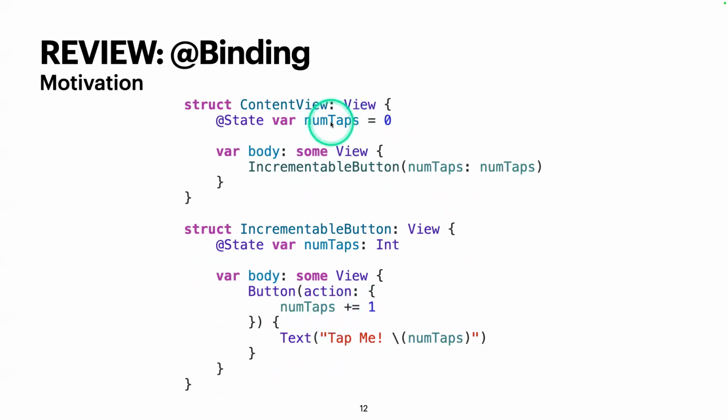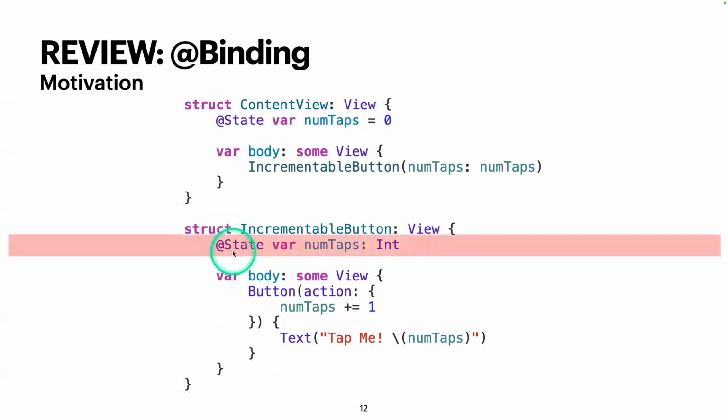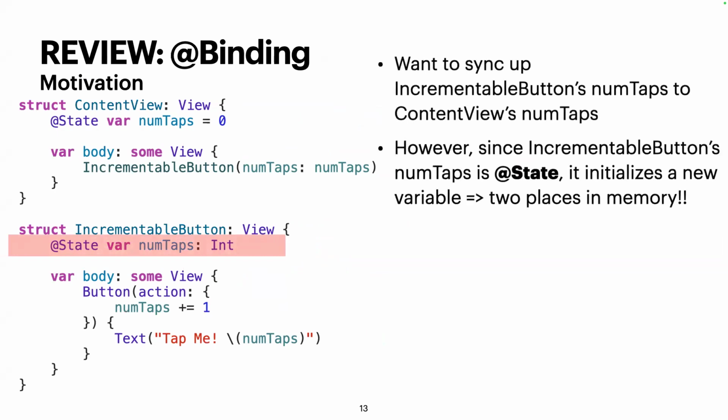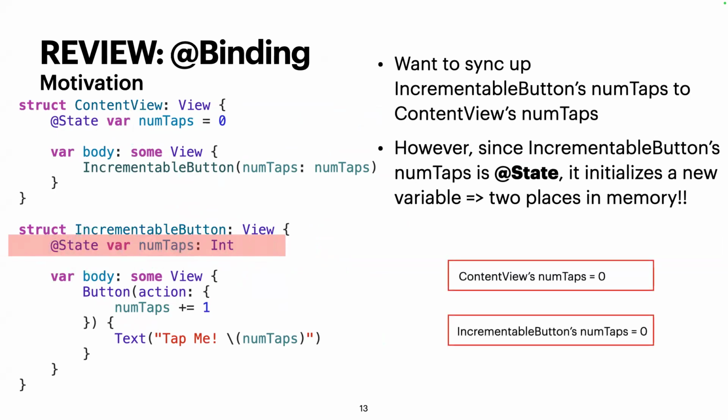which is the source of truth. That's why, when we see an @State, we call it a source of truth, because that is the original location of the data. The issue here is that since we have an @State on the incremental button's numTaps, it creates two places in memory for numTaps. Again, we want to sync up the incremental button's numTaps to content view's numTaps. But since this numTaps is @State, it initializes a new variable in memory. So we have two places in memory where SwiftUI is managing it.